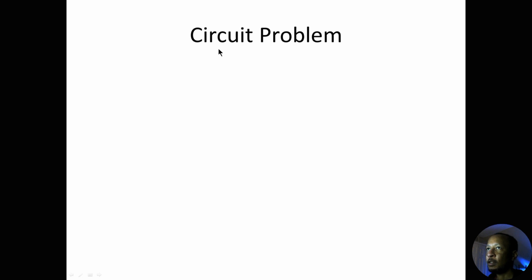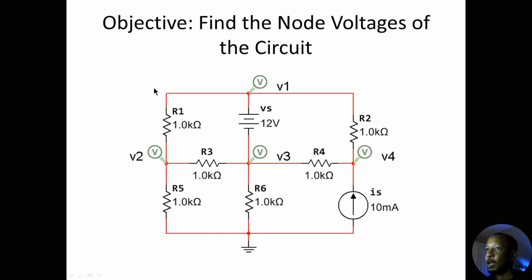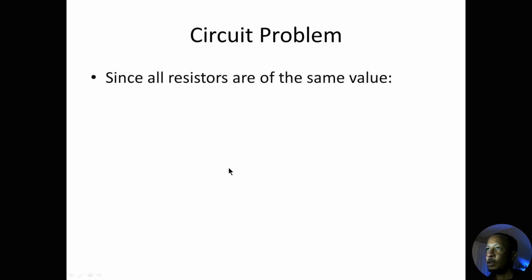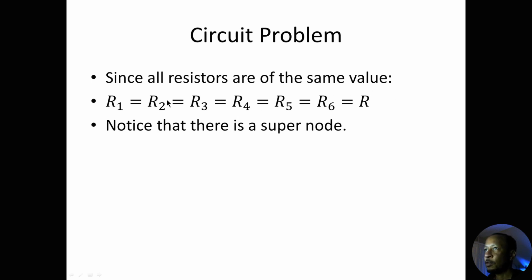Okay, so next, since all the resistors are of the same value, going back to the diagram, you can see here R1, R2, R3, R4, R5, R6. Since they are all of the same value, R1 equals R2 equals R3 equals R4 equals R5 equals R6 equals R. So notice that there is a supernode here. With the resistors, I'm just going to be using R in place of all of the R's, because of the value. And again, notice that there is a supernode.